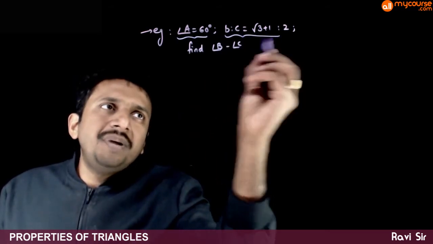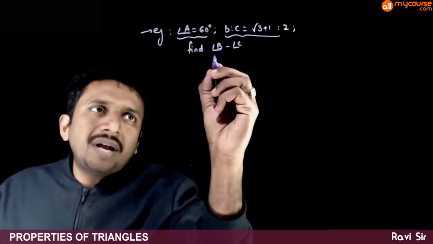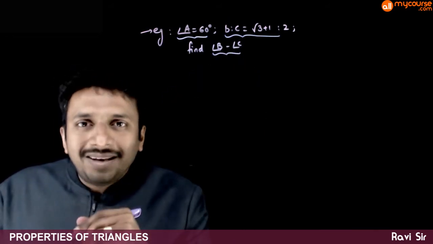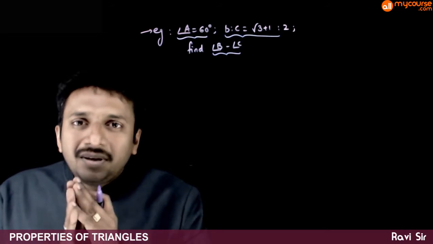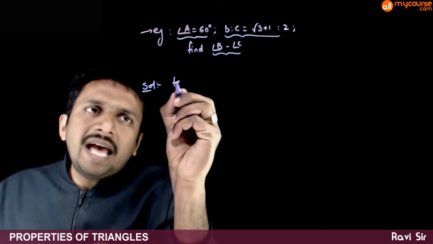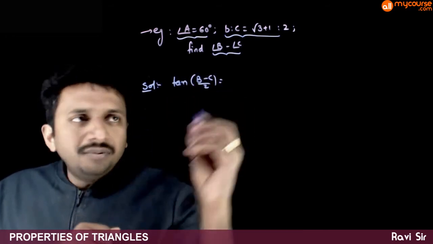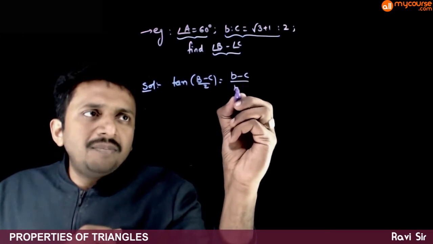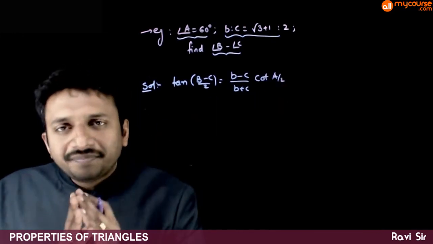The ratio of B and C is root 3 plus 1 is to 2, and you're asked to find angle B minus angle C. So seeing angle B minus C, you remember Napier's rule, which says that tan of (B minus C)/2 is equal to (B minus C)/(B plus C) times cot of A/2, right?